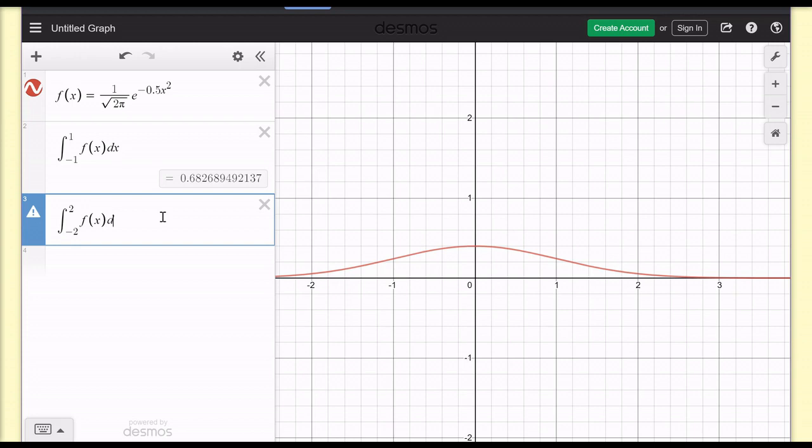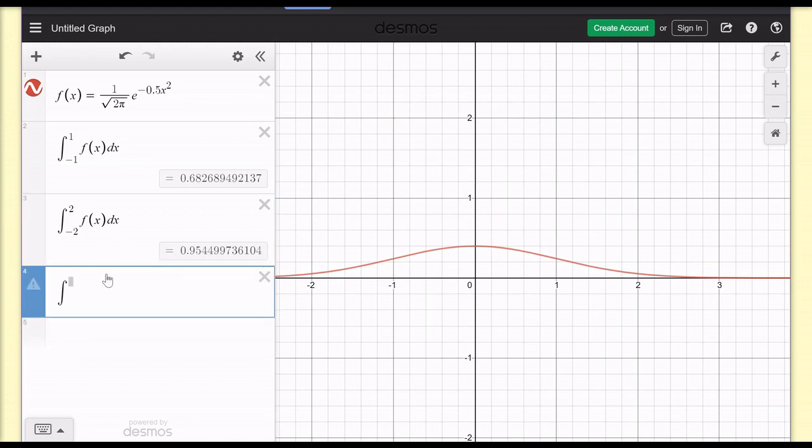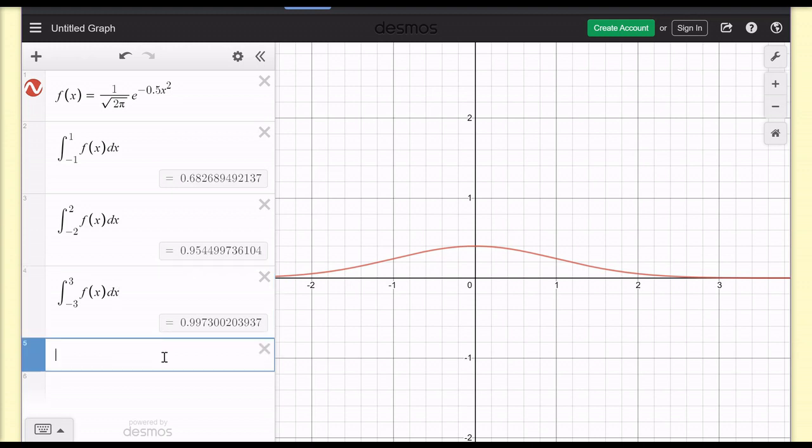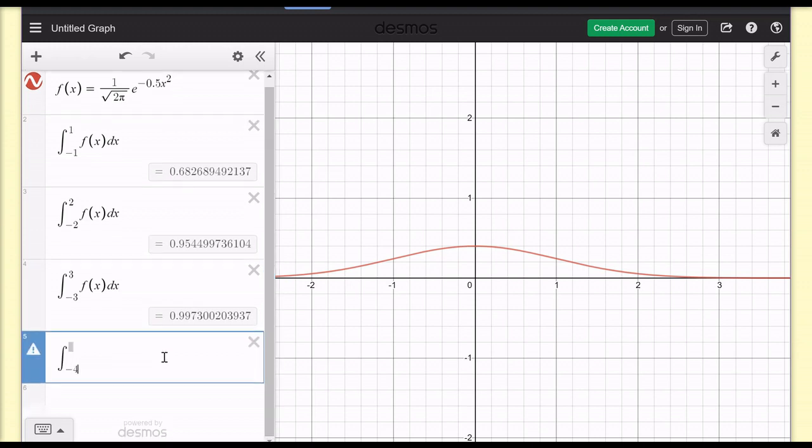Similarly, we can take the integral from minus 2 to 2. That's 2 standard deviations from the mean for a normally distributed random variable, and we see that it's equal to approximately 0.9545. And similarly, the integral from minus 3 to 3 of f of x dx, that's within 3 standard deviations, gives 0.9973.